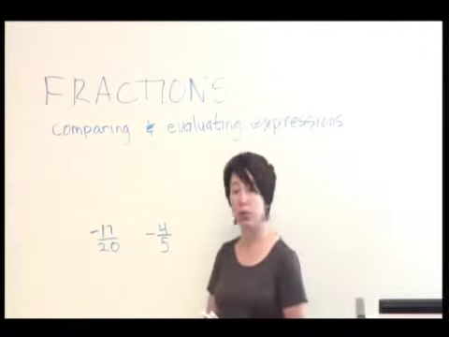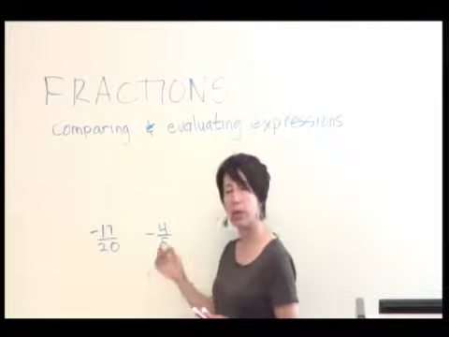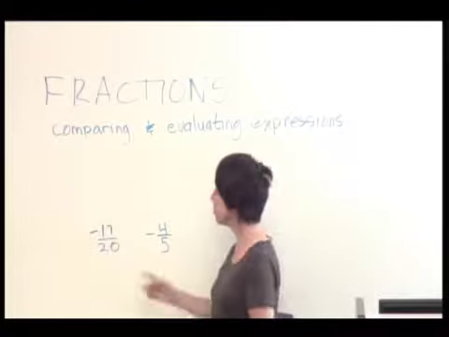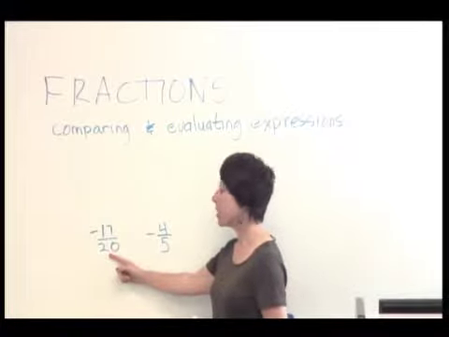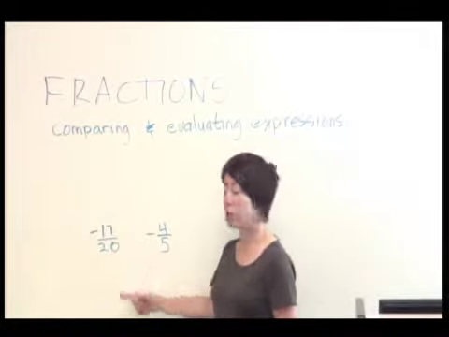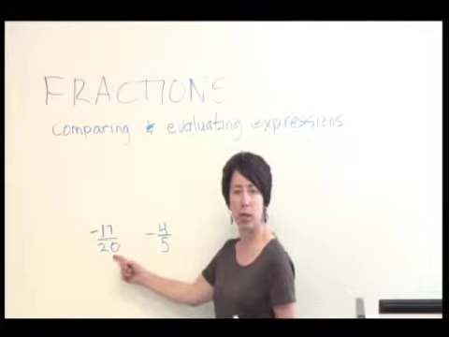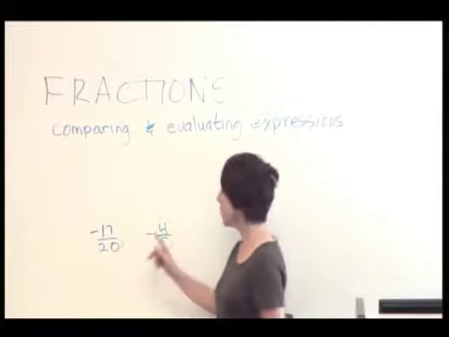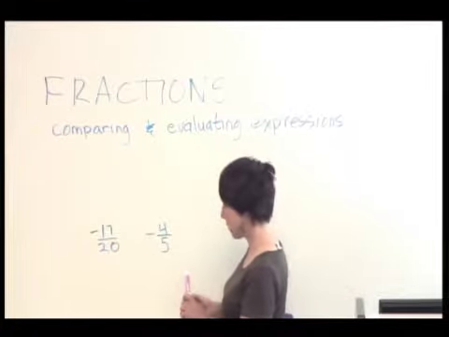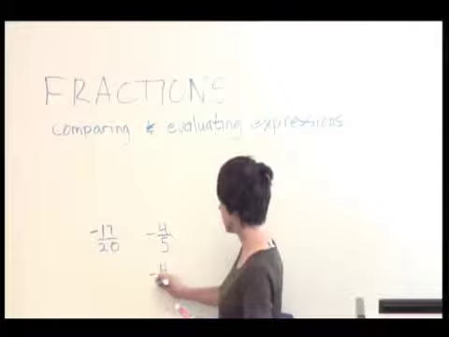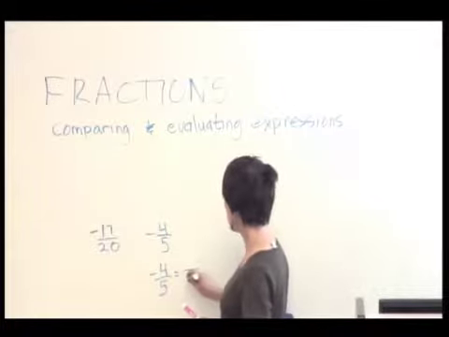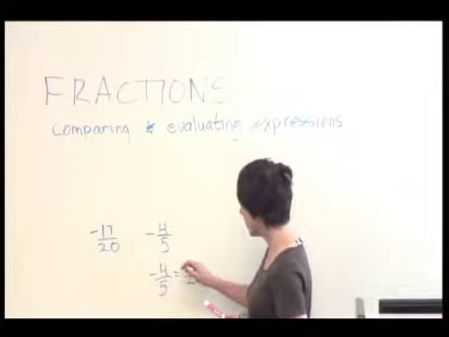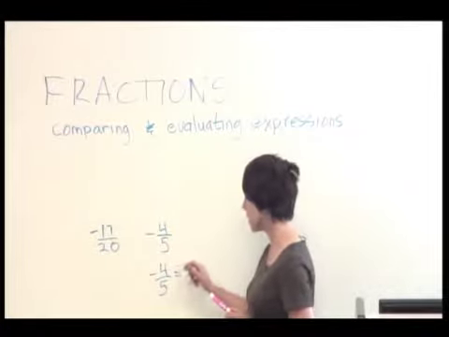Okay, so the first thing we want to do is make sure that the denominators are the same, and they're not. And since these are small numbers, I'm going to use the list method, and 20 is a multiple of 5. So when I write the first multiple of 20, which is 20, 5 goes into it. So this fraction can stay the same, but I've got to change my negative 4/5 to an equivalent fraction with a denominator of 20. And so I don't forget it, I'm going to put that negative symbol right there.